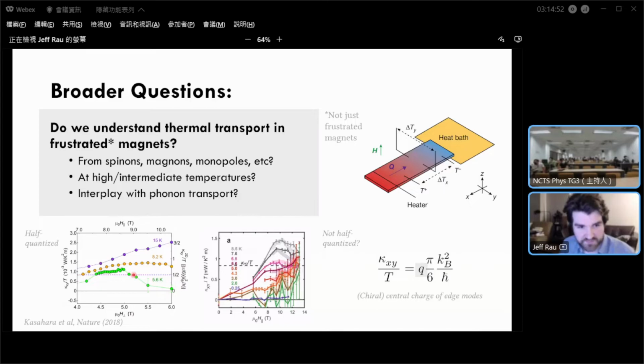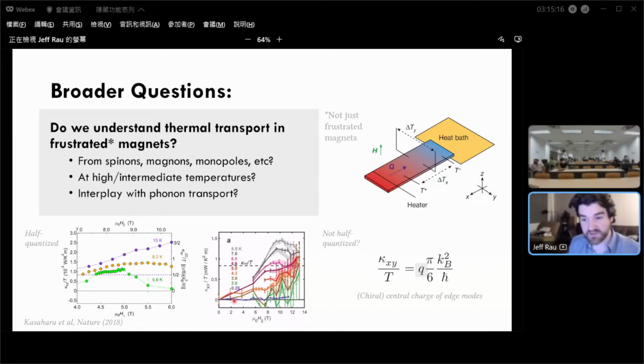So here you can see this plateau near the half quantized value. Unfortunately, in the ensuing 4 years or so, this result has not yet been reproduced. There have been a few attempts. Here you can see the plateau is supposed to be here. These are different curves at different temperatures. I don't see much of a plateau on any of these curves, and so it's not clear what's going on there.